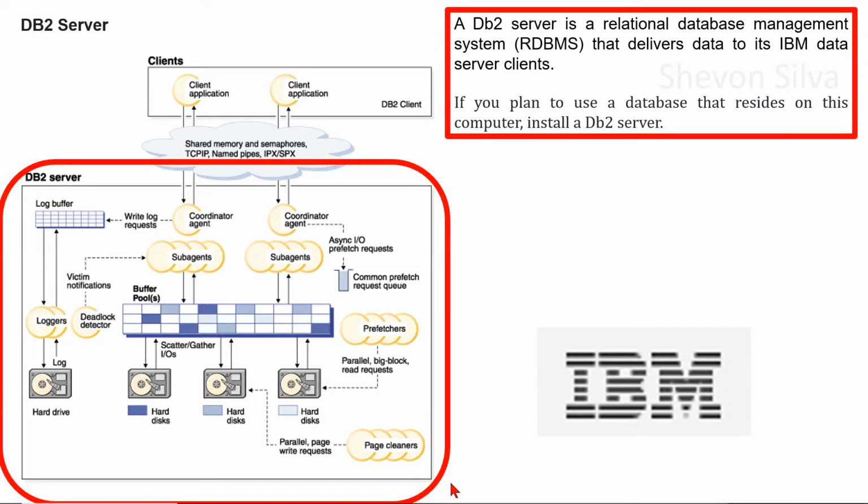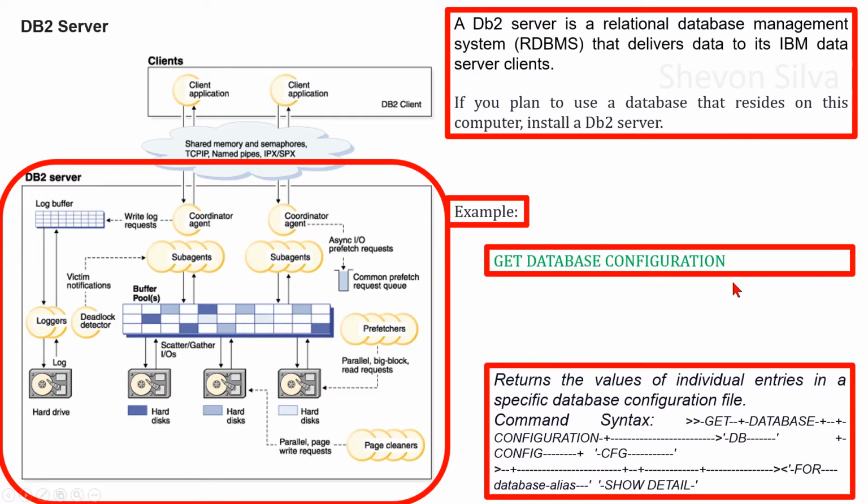DB2 server. A DB2 server is a relational database management system, RDBMS, that delivers data to its IBM data server clients. If you plan to use a database that resides on this computer, install a DB2 server. As an example, we can consider get database configuration, which returns the values of individual entries in a specified database configuration file. Command syntax: get database configuration for database alias show detail.